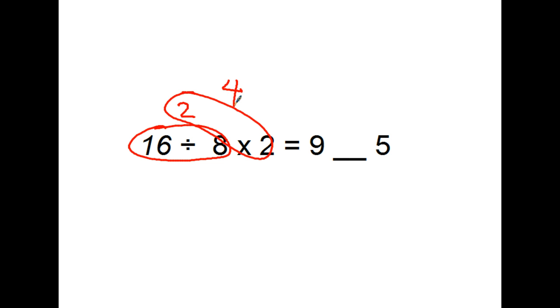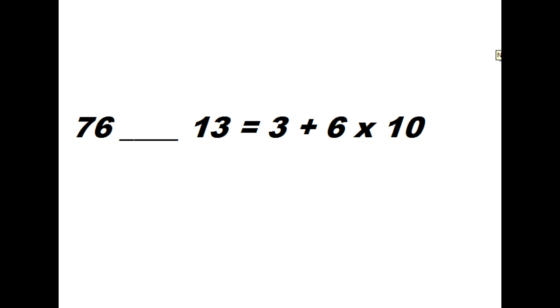What can I do with 9 something 5 to get me 4? Well, it's smaller than the 9, so I'm either subtracting or dividing. 9 divided by 5 doesn't come out even, so it must be subtracting. 9 minus 5 gets me a 4 over here also.